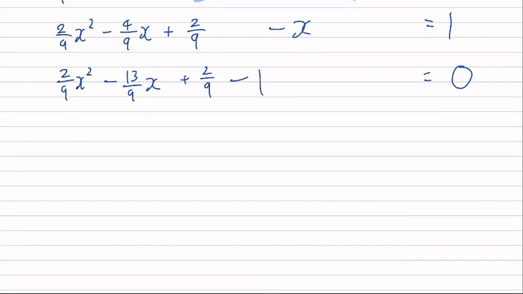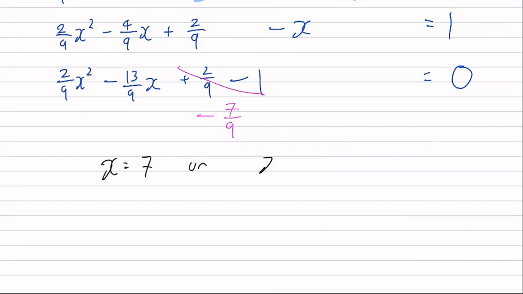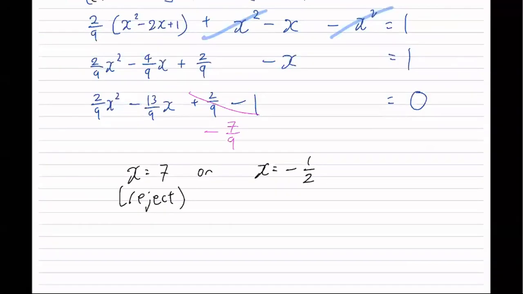Then you simplify 2/9 minus 1. This really just gives you negative 7/9. You can just key in the calculator already. 2/9, negative 13/9, negative 7/9. I get x equals 7 or x equals negative half. Reject this one. So what you also realize from my diagram is that x equals negative half is okay.